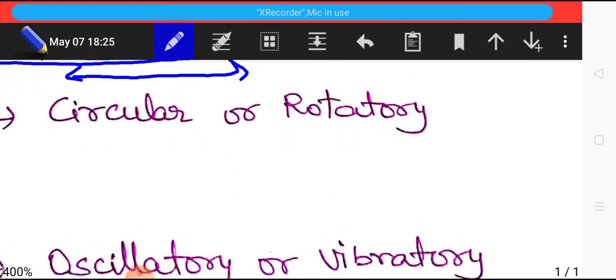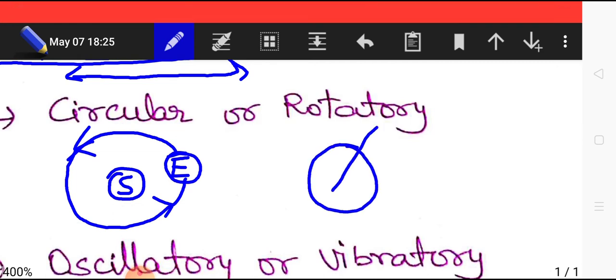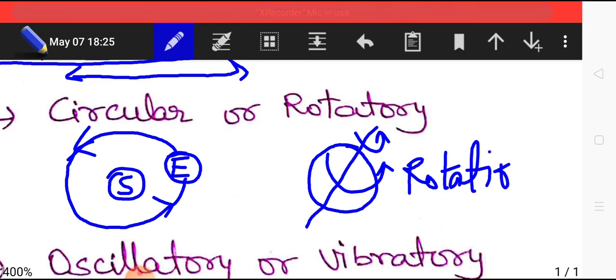Circular or rotatory motion, so they are also very similar, but again there is a difference. Consider this is the sun and the earth is revolving around the sun, or you can say the earth is in circular motion around the sun. So that is circular motion. While on the other hand, rotatory motion is when an object is rotating about its own axis. For example, the earth is rotating about its own axis, so that is rotation, and that is circular motion or revolution.